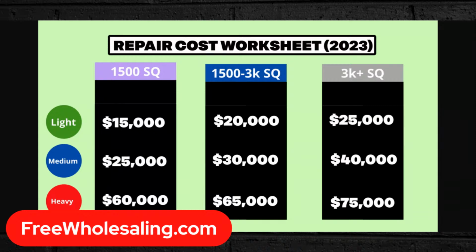Now, I know this is a very general range, but we're just trying to get a general feel for it. I will tell you, light repairs, any property is going to be at least 15 grand if it's 1,500 square feet or below, most of them, even with updating. Medium, 25 grand. Heavy, 60 grand. Then it goes up from there based on the square footage.